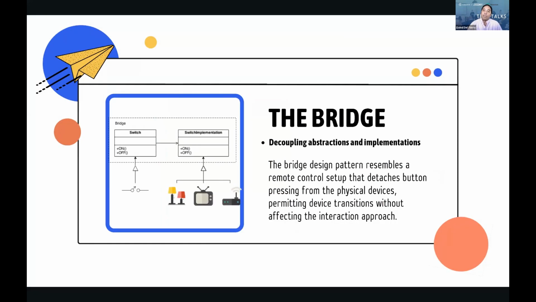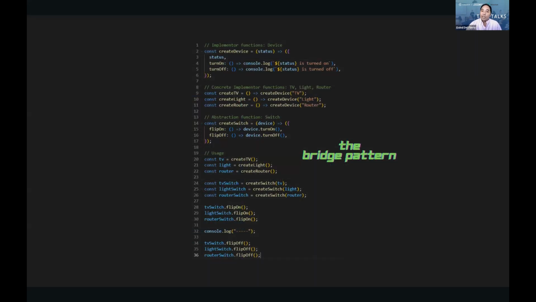The bridge pattern resembles a remote control setup that detaches a button pressing from the physical devices, permitting device transitions without affecting the interaction approach. In this example, we look at how we can separate the implementation from the abstraction. We can create various devices using the create device function. Create switch generates a switch abstraction that produces switch functions, flip on and flip off, that delegate to the corresponding functions of the specified device.